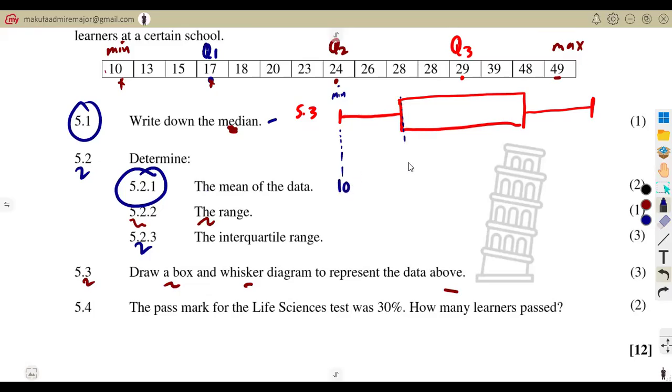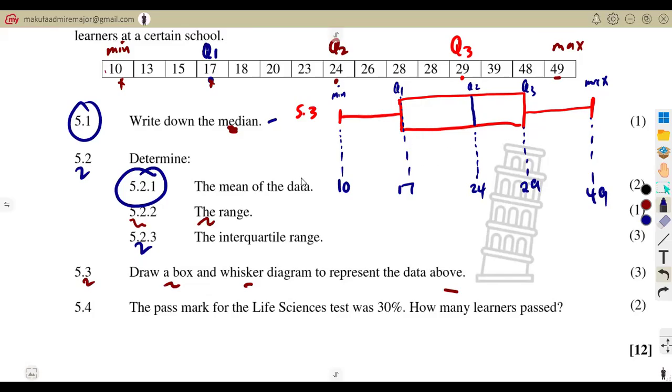This is the part of the lower quartile, Q1. It corresponds to what? 17. Q2 is the median. Let's say it is somewhere here. Just present Q2, your median. It corresponds to what? 24. You can even write a number there, 24. Q3, which is our upper quartile, it corresponds to what? 29. The maximum value at the end there, it corresponds to what? To 49. So you just have it as a proper diagram, but it's not that smart.